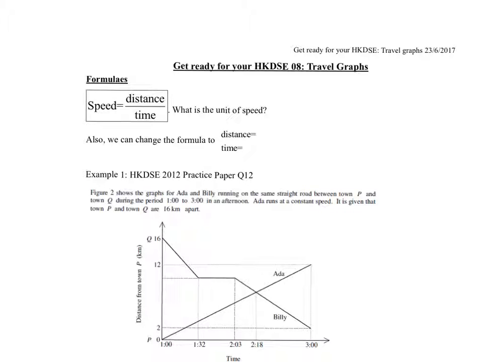In this part we will be talking about travel graphs. It's actually about a concept you learned in primary school, which is speed is equal to distance over time. From this formula there are two variations, and see whether you can manage it or not.